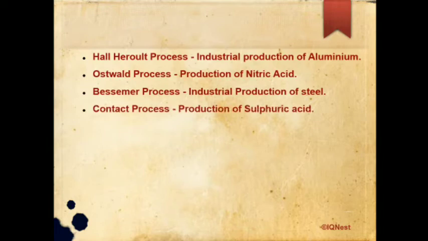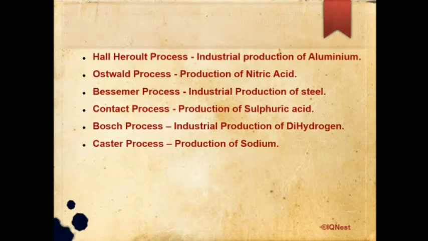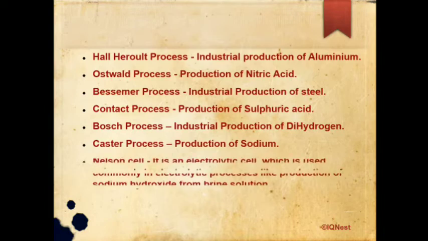Next is the Contact process. The Contact process is used in the production of sulfuric acid. Next is the Bosch process. The Bosch process is used for the industrial production of dihydrogen. Next is the Castner process. So what is the Castner process? This is used in the production of sodium.